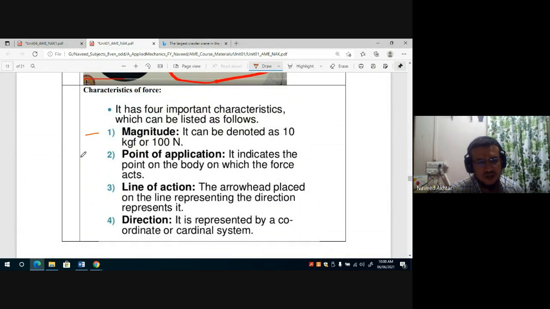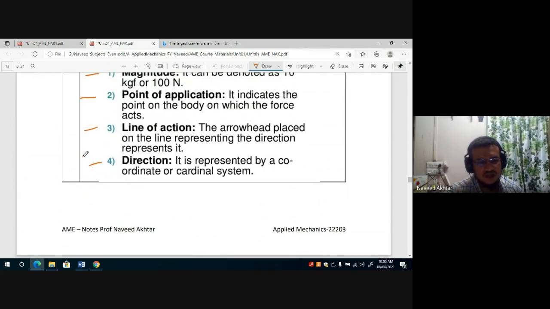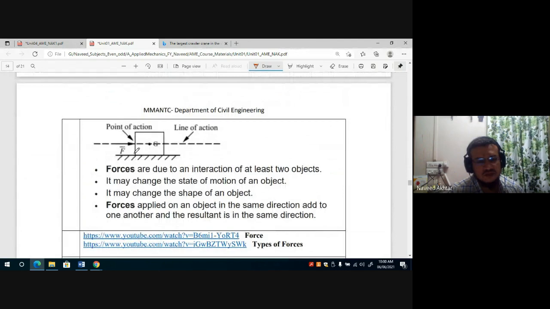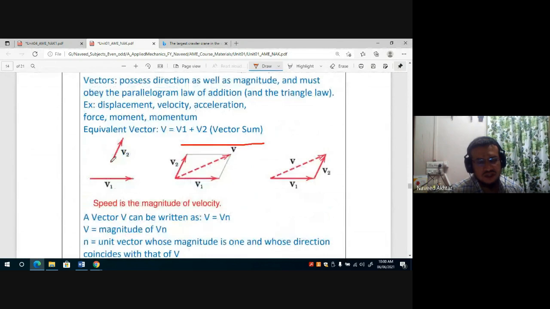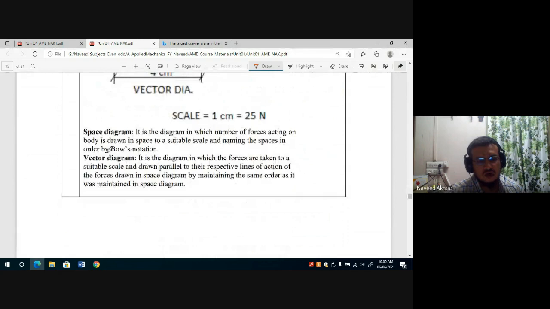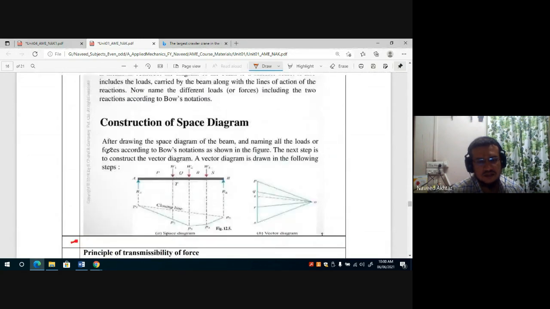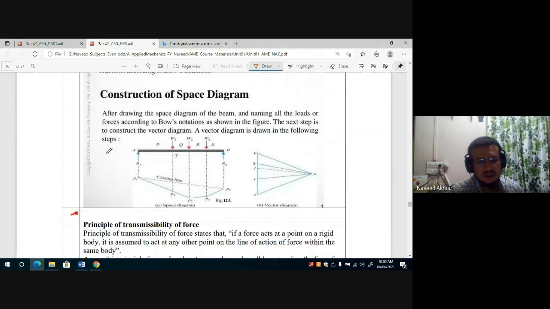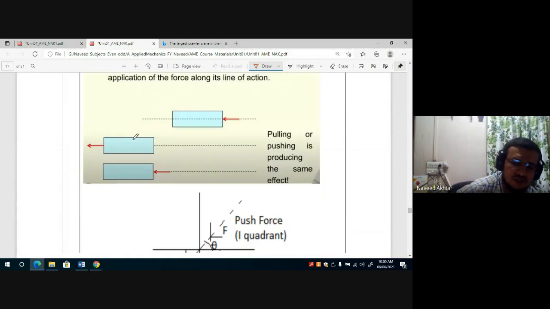Force has a magnitude, a point of action, a line of action, and a direction. So that's why we represent force as a vector quantity, because it has magnitude as well as direction. All these things we have seen in unit number one, and that is required for understanding unit number three.